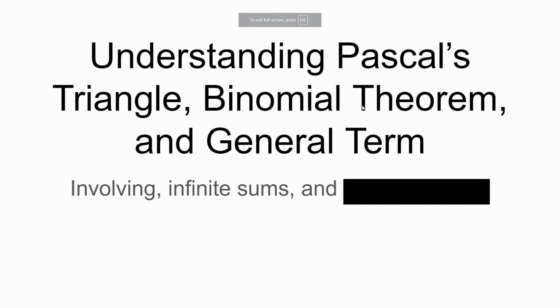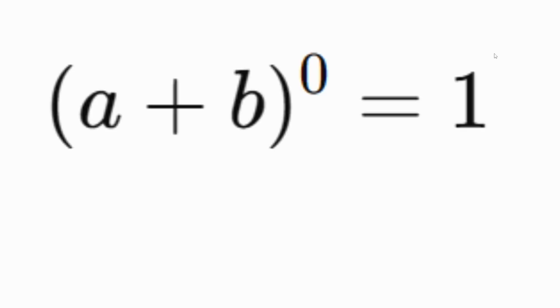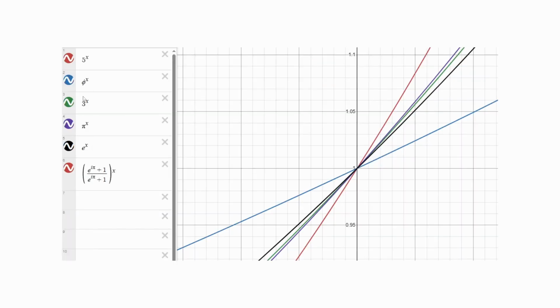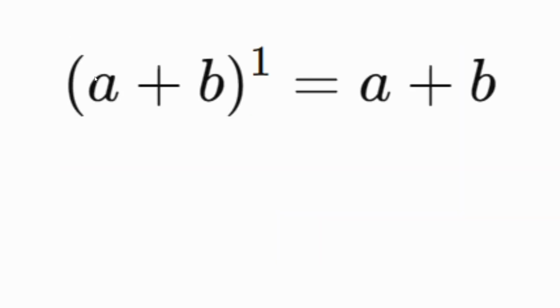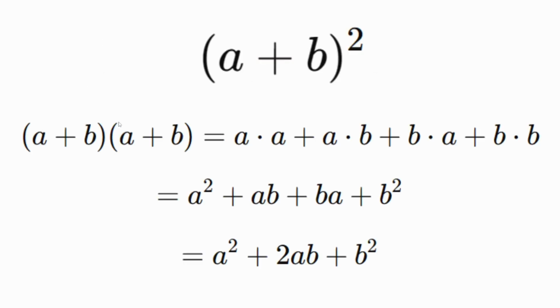Okay, you want to understand Pascal's triangle, the binomial theorem, and the general term involving infinite series. So let's get it started. We understand this: a plus b to the power of 0 equals 1. Basically anything to the power of 0 equals 1. So we get that. And a plus b to the power of 1 is just a plus b. And for a plus b squared, we take a plus b and multiply it by itself, right?